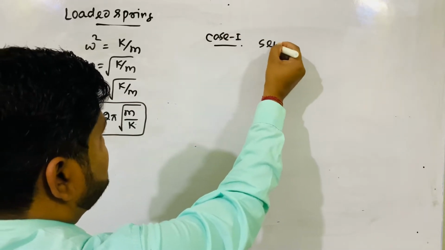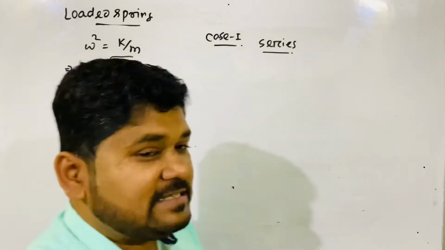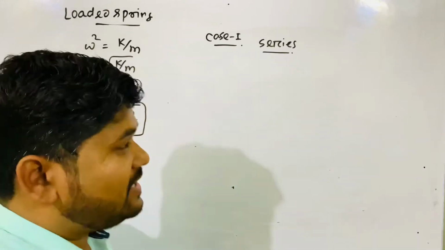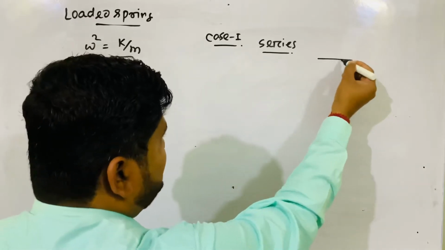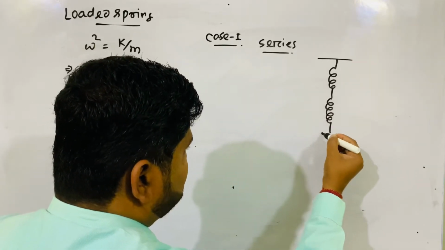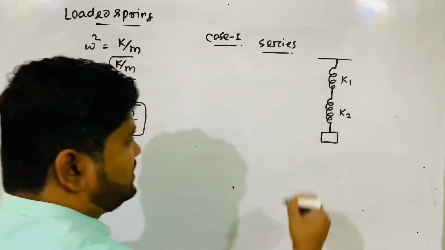Suppose 2 springs are connected in series. Then what happens in this case? You must have read in the previous chapter, laws of motion chapter. When 2 springs are connected in series, how are they connected? They are connected like this, then the mass is attached. This is your constant K1, this is your constant K2.